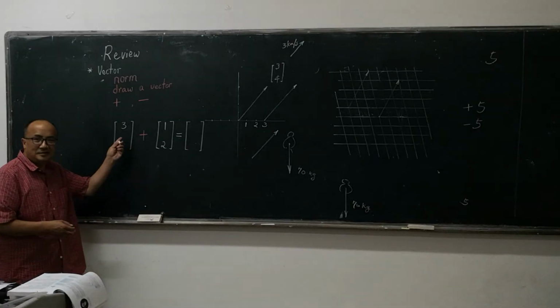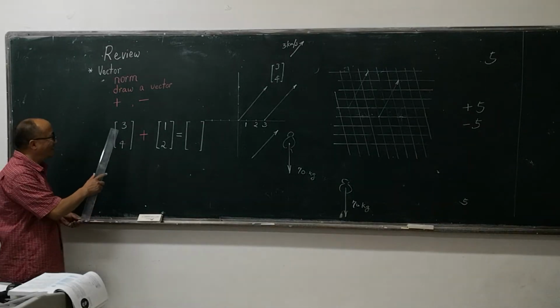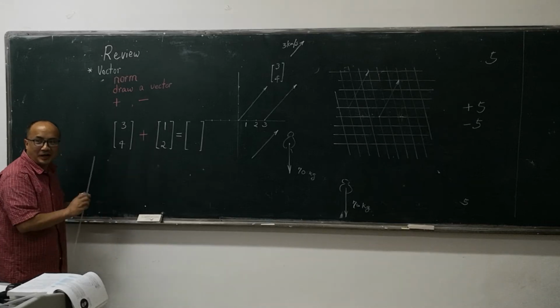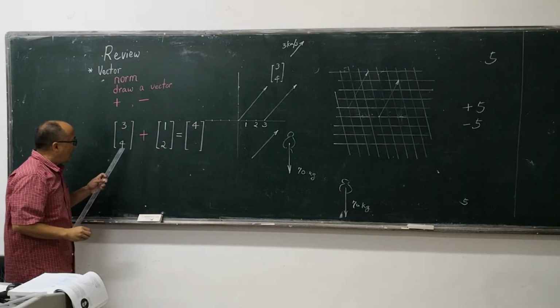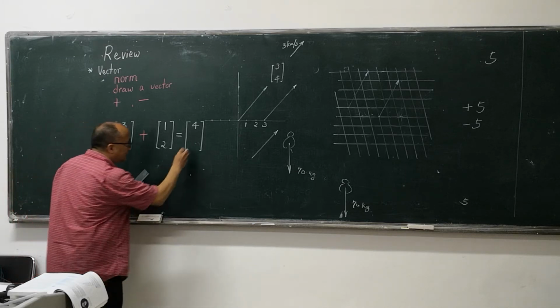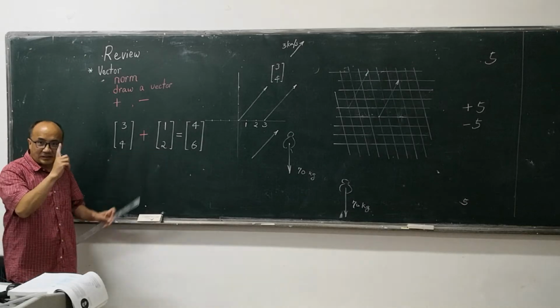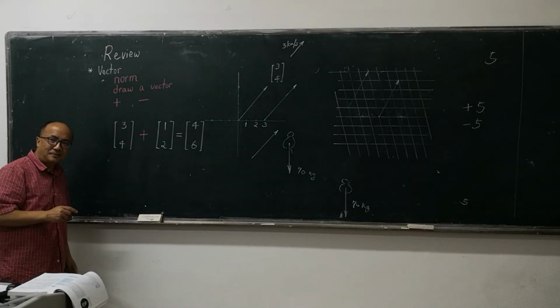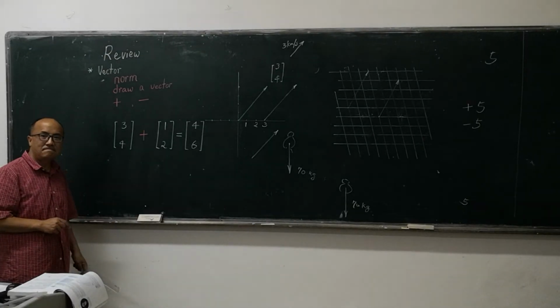Anyway, everybody knows that thing everybody knows. 3 plus 1, okay? 4. And 4 plus 2, 6. This is the first way, okay? First way, you just plus. Alright?